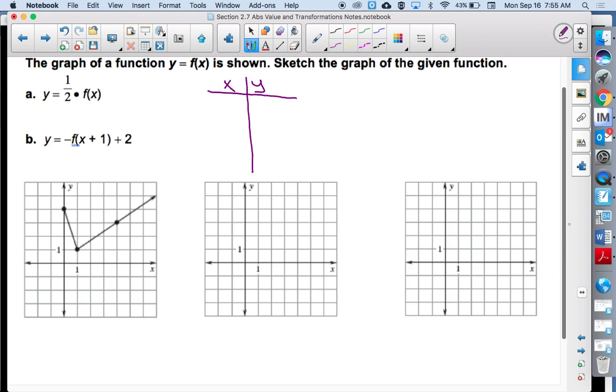So my first point moving from the left is at (0, 4). We have a point at (1, 1), and then (4, 3). Those are the 3 points that are given. So I'm just writing those 3 points again. This is a little bit of work that I'm showing to think about how I'm supposed to transform this graph or sketch the new graph. So our first graph says y equals 1/2 f of x.